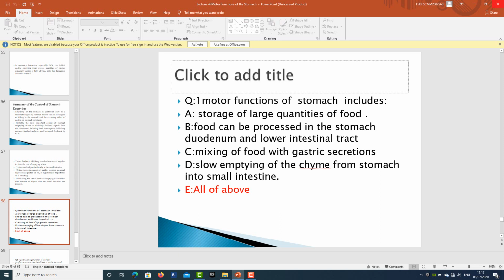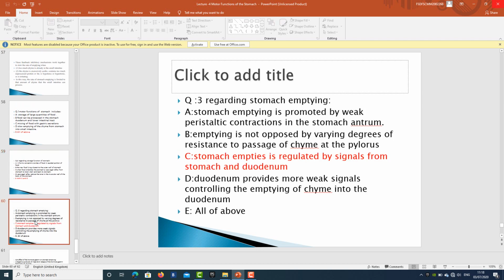Now let's see one of the examples related to the MCQ portion of your university exam. That is, the motor function of the stomach includes the storage of large quantity of food, food can be processed, mixing, slow emptying, and all of the above. So the answer is in front of you.